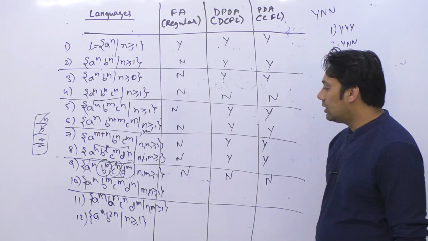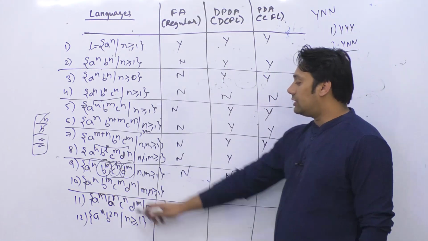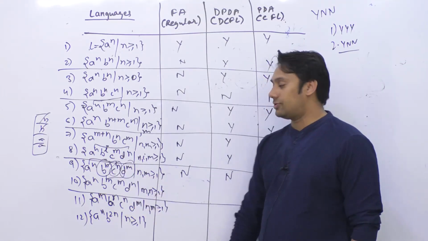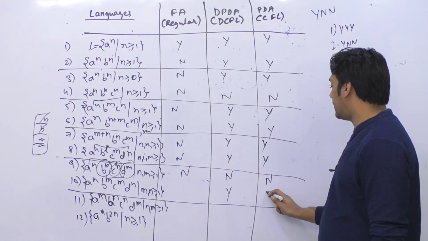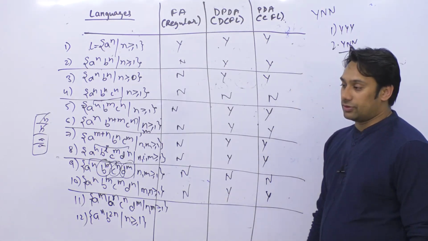Okay. Now for the 10th one here, what you can do is insert all this a onto the stack, insert all the b onto the stack, then compare c with b, and then compare d with a. So here you can make a DPDA as well as an NPDA, but you cannot make a finite automata for this. Okay.